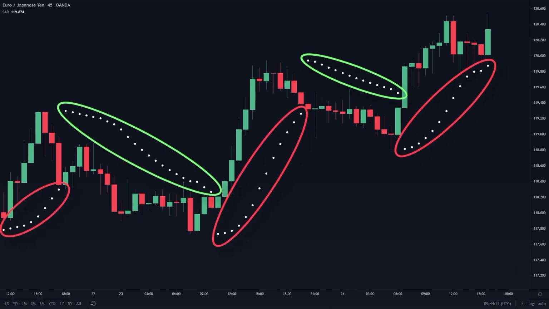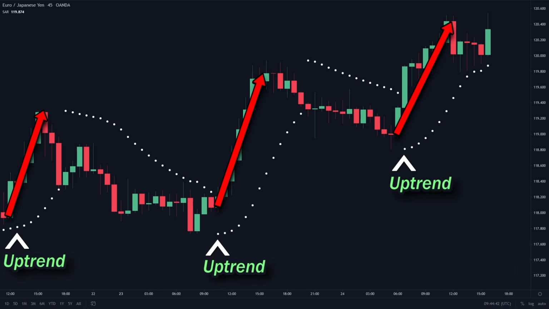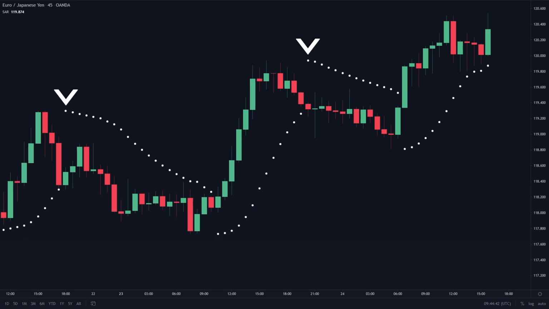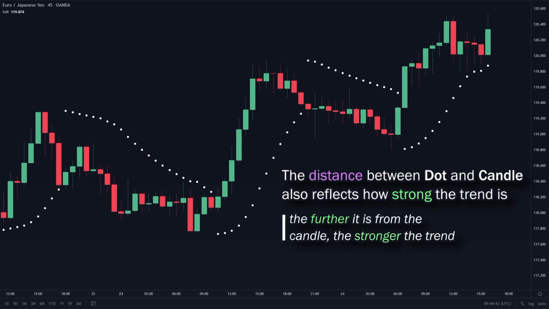The way we analyze the market using this indicator is actually very simple. If the dots are positioned below the candle, it indicates that the current market is on an uptrend. And if the dots are positioned above the candle, it indicates that the current market is on a downtrend. The distance between the dot and the candle also reflects how strong the trend is. The further it is from the candle, the stronger the trend. Let me show you an example.